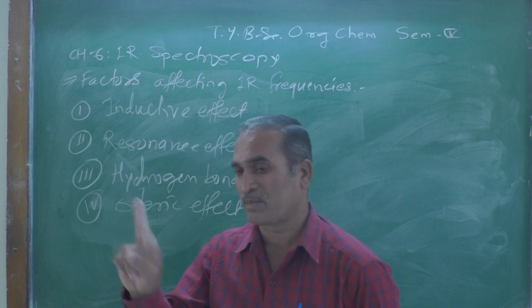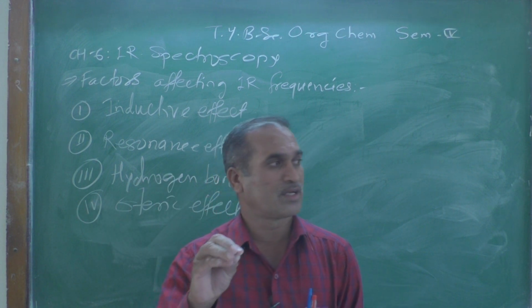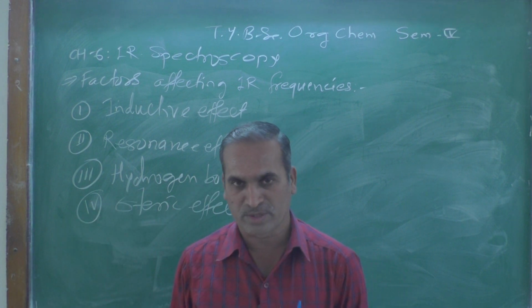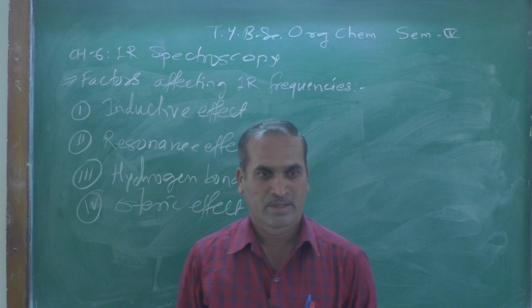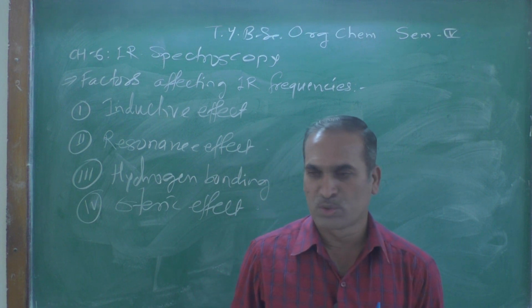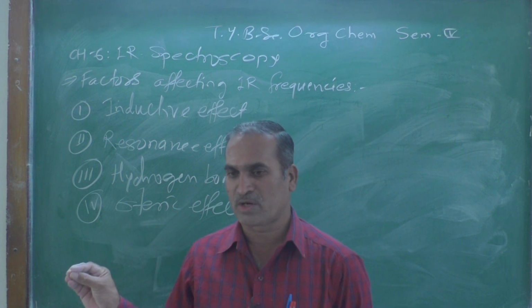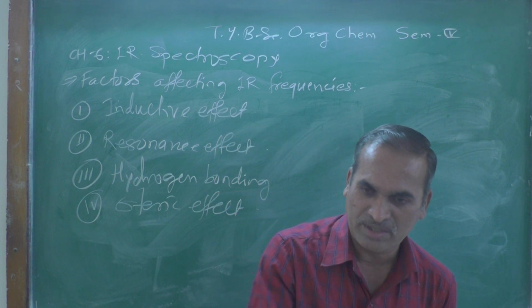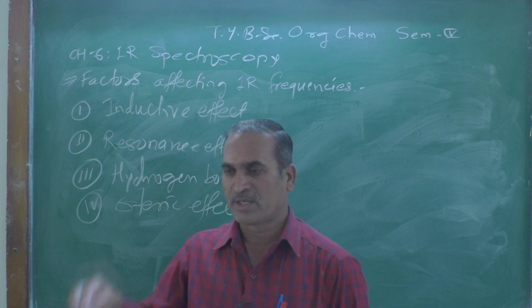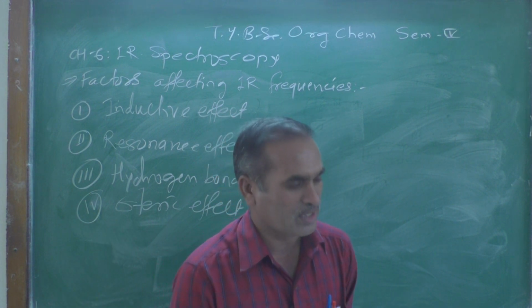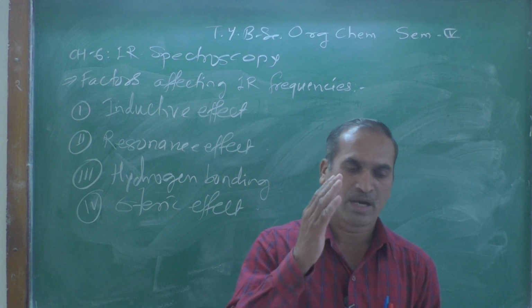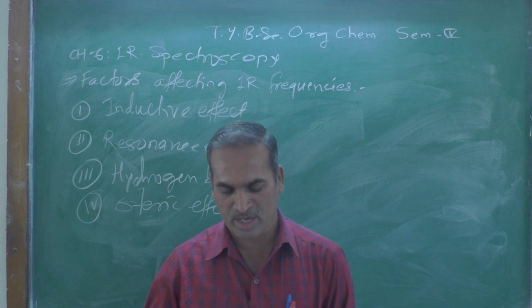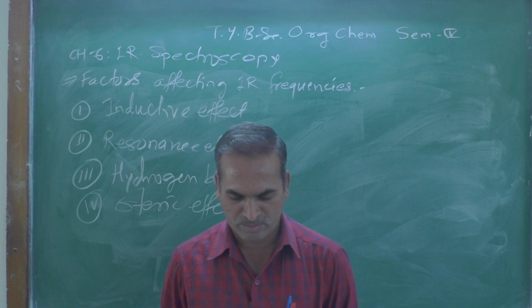And there are two kinds of hydrogen bonding. One is intermolecular hydrogen bonding and the other is intramolecular hydrogen bonding. Many times I already told you that intermolecular hydrogen bonding means the hydrogen bonding occurs between two molecules, maybe the same or different, and intramolecular hydrogen bonding means the hydrogen bonding occurs within the molecule.